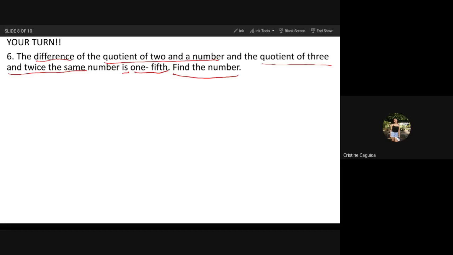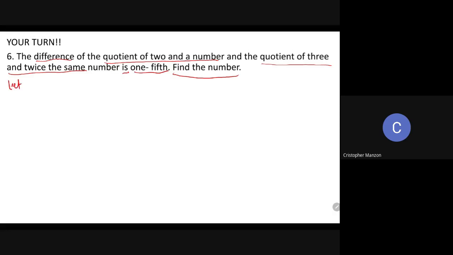Nakabuo ng equation? Hindi pa po. Sir, pwede pa guide kung paano po bubuuin yung mathematical equation? Sige, we'll try to give you the equation. We'll start the solution with the representation. So let n be the number. You can use x, you can use y, or any variable. Ito yung number na hinahanap natin.